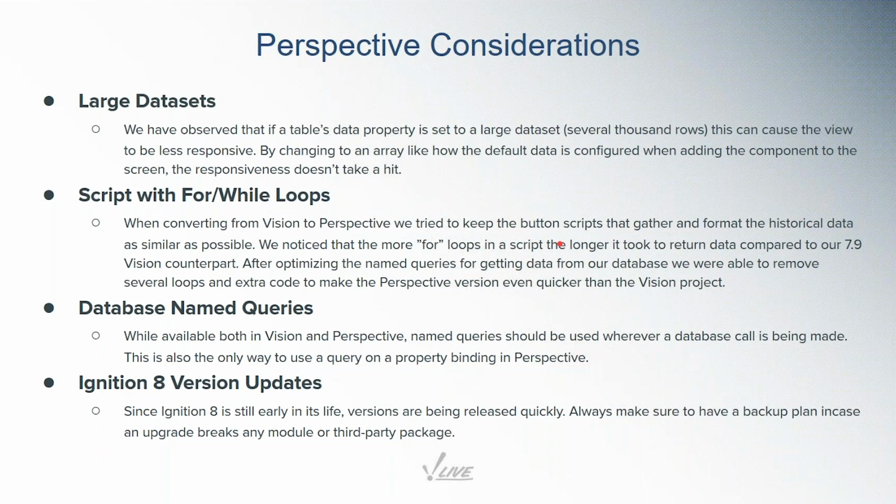The other one we have is for loops and while loops. A lot of the code we were trying to just convert into Perspective and change as little as possible. We had a lot of for loops in our scripts in Vision, and it never really caused an issue. But when we put it into Perspective, we noticed that it was taking considerably longer to execute those scripts. So what we ended up having to do is optimize our database queries and try to do more within a for loop than we were before. If we needed to do a loop, we'd do a couple things at a time instead of just one thing at a time, then move on to the next.